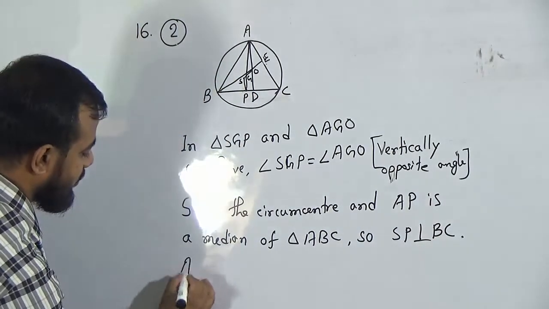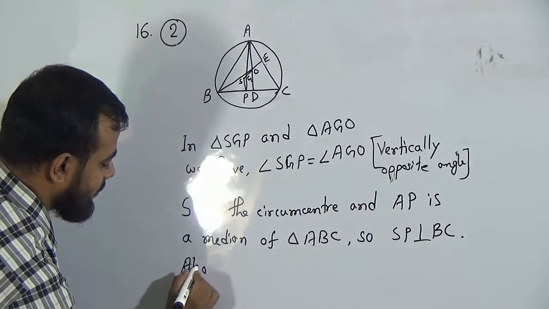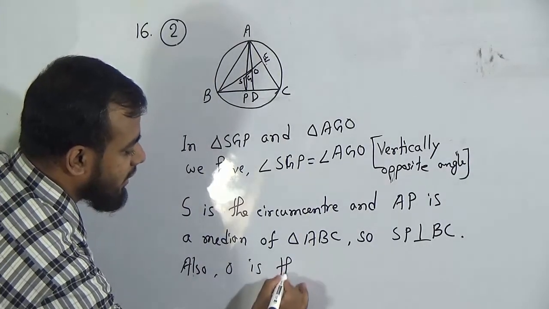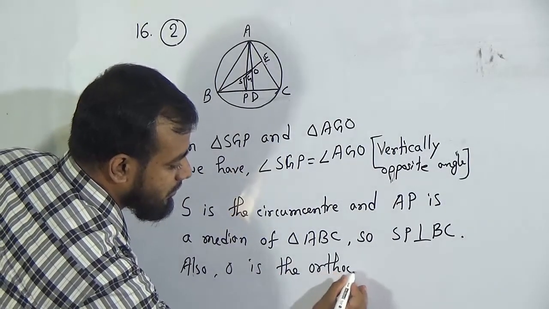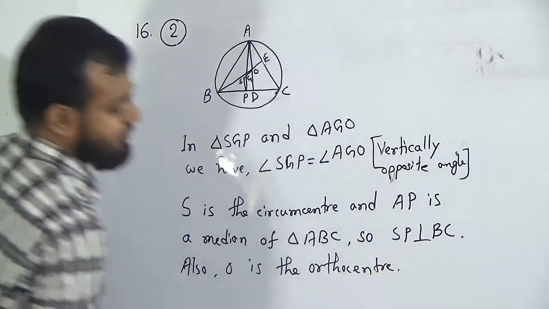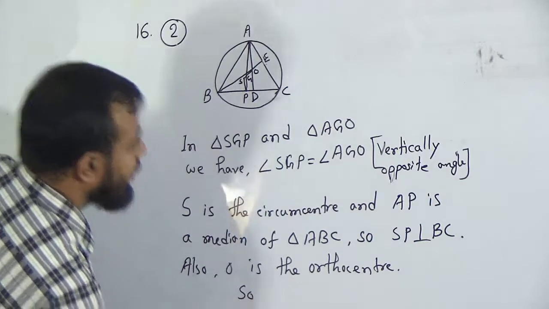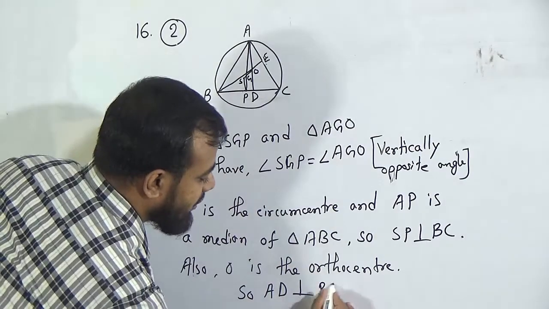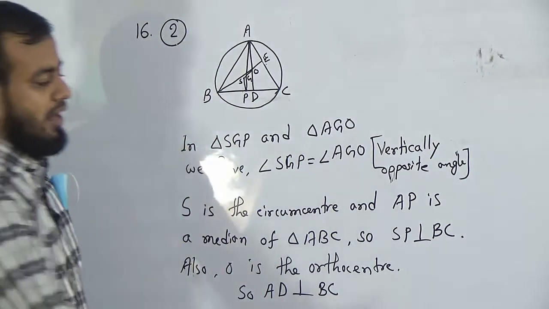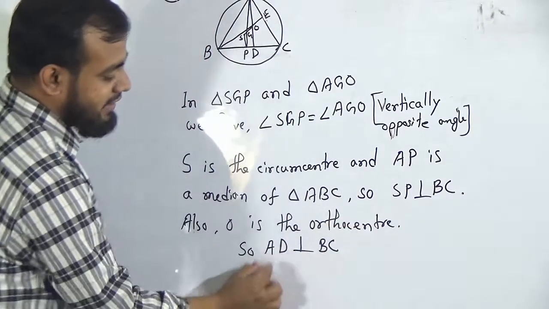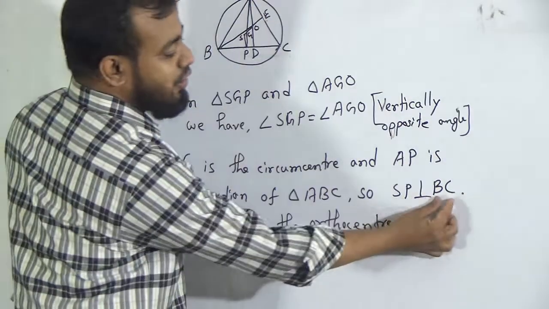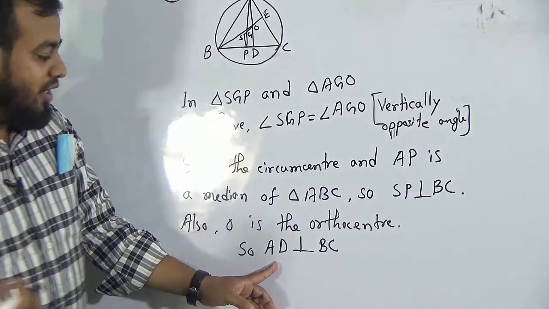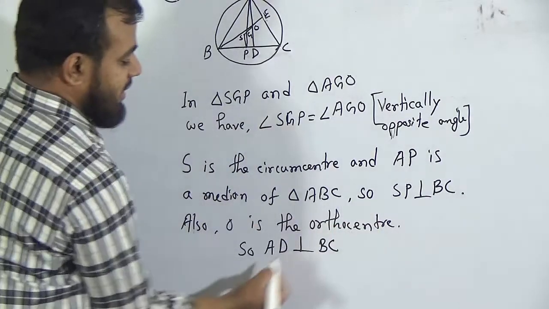Also we have, my dear students, O is the orthocenter. So we can write down AD is also perpendicular to the line BC. Now look, we have found SP and AD, both lines are perpendicular to BC. So we can say that SP and AD are parallel to each other.